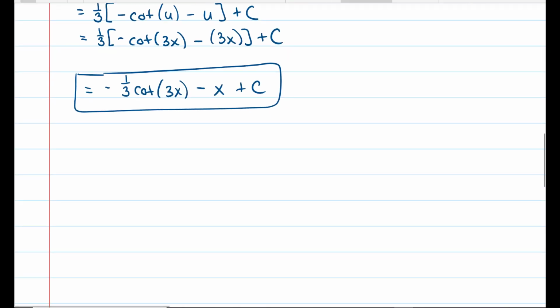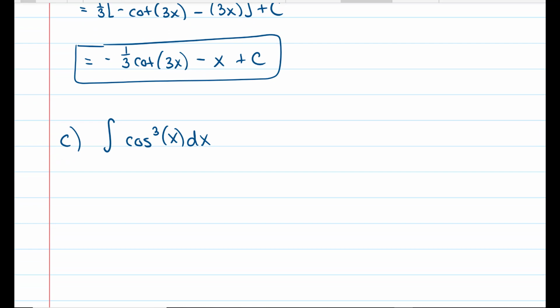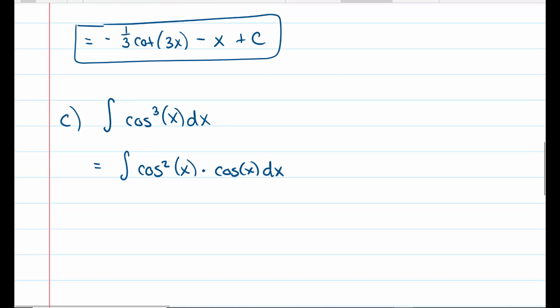Alright, now let's move on to part C. Part C, it said this is the integral of cosine cubed of x dx. Well, I don't know the integral of cosine cubed. What I do know is the integral of cosine, and I do know how to make cosine squared into something a little different. So I'm going to rewrite this as the integral of cosine squared x times cosine of x dx. Typically, when a trig function is above the power of 2, this is a very common technique to do.